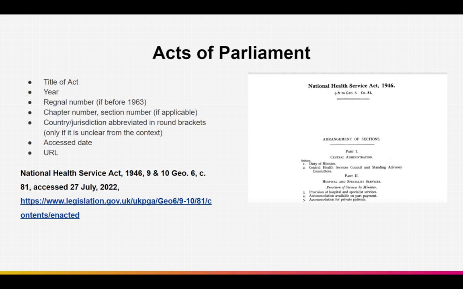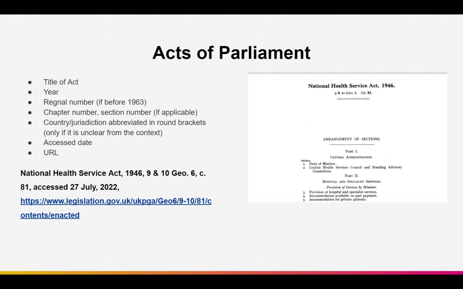If we look at the Act, we can see GEO. 6. So we can see that this is an abbreviation for King George VI, and then it has 9 and 10. So this Act covers the 9th and 10th years that King George was on the throne. So we will include 9 and 10 Geo. 6. And the regular numeral is fine, not the Roman numeral.